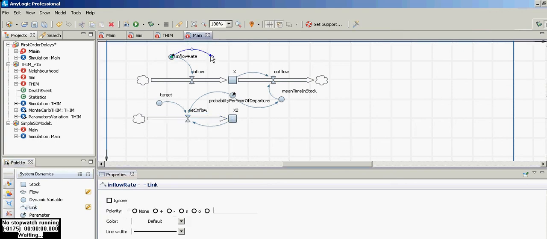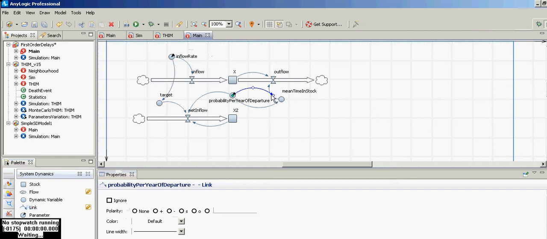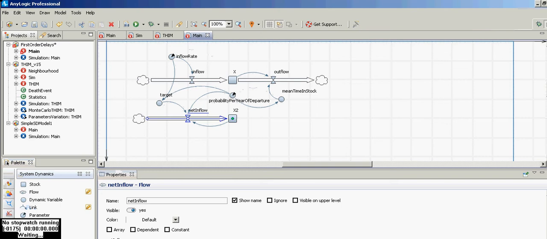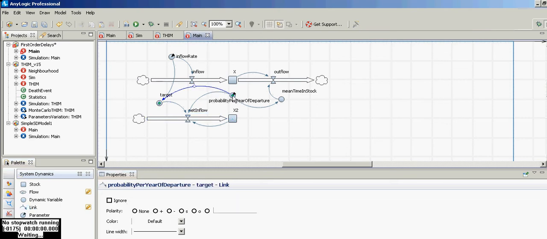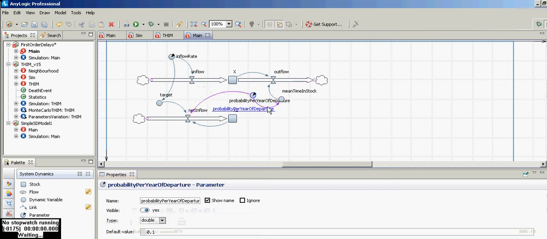And let's have this guy now depend not on probability per year. Let's have him depend on mean time in stock. And then let's have target depend on inflow rate and mean time in stock too. Okay. So ladies and gentlemen, that is the target at which this thing is going. The value for target here, this formula here, is equal to what?